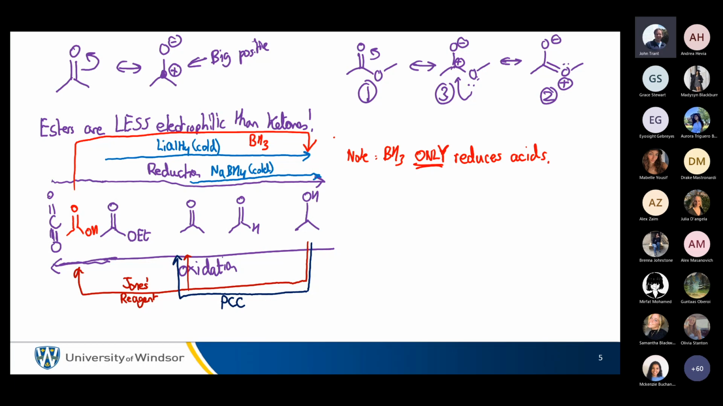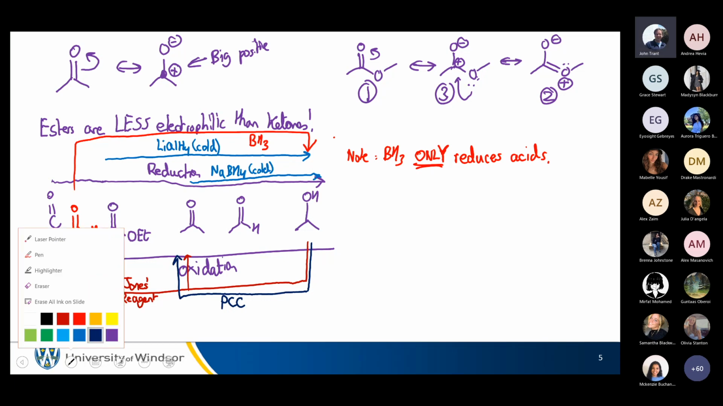So this table here kind of covers our oxidation and reduction agents we're going to use in this class. We can go up and down this graph. We can go from more bonds to oxygen to less bonds to oxygen by reducing. And we can go up from fewer bonds to oxygen to more bonds to oxygen by oxidizing. What's interesting is it is really different.